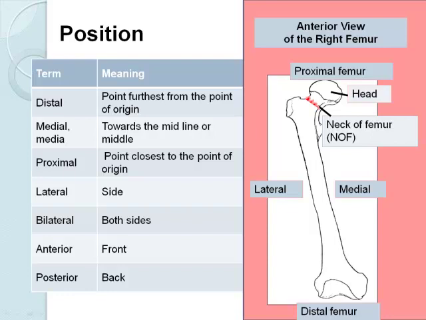Anterior is the front, so this is an anterior view of the right femur, or I could have an anterior heart attack, a heart attack on the front side of my heart, an anterior MI. Posterior, back. Let's look at some terms.